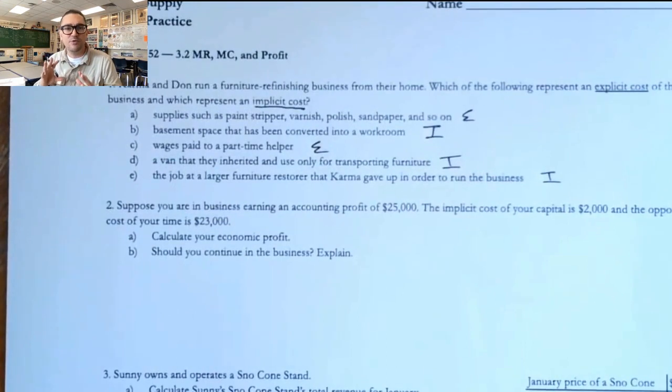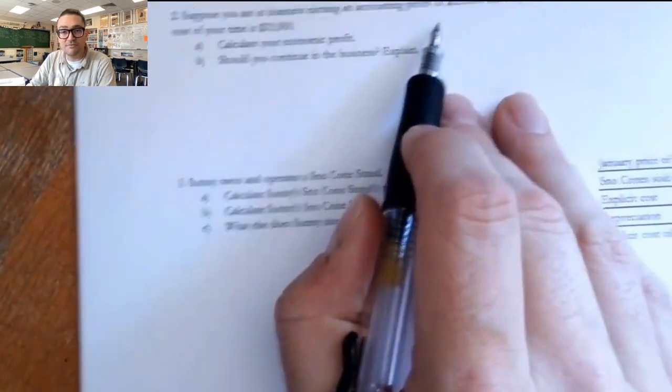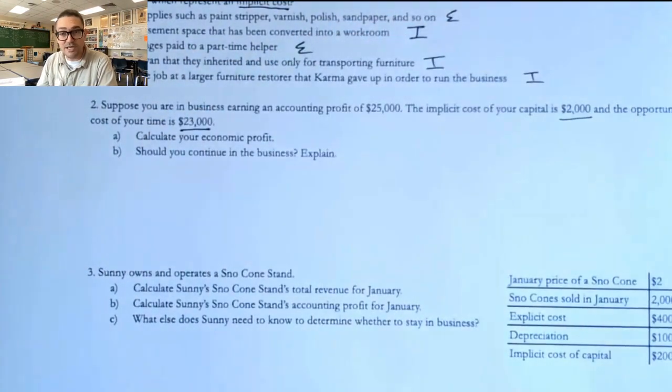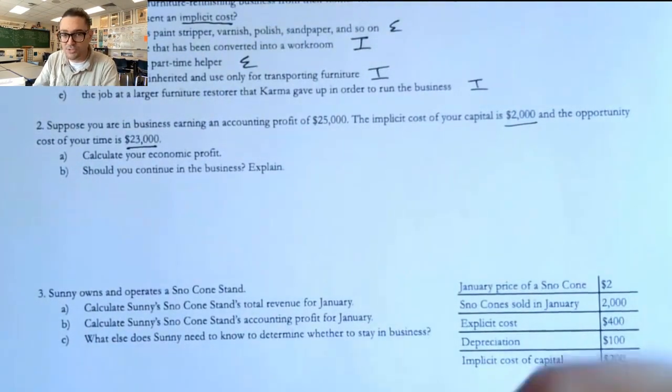And so students often forget you've got the implicit cost of the equipment that you're using, but also the implicit cost of your time, the labor that you're putting in, that you could be doing something else with. And so to really calculate economic profit, we have to consider both the implicit cost of capital and the implicit cost of labor. So suppose that you're in a business earning an accounting profit of $25,000. The implicit cost of your capital is $2,000, and the opportunity cost of your time is $23,000. And so when they're saying the opportunity cost of your time, that's just the implicit cost of your time.